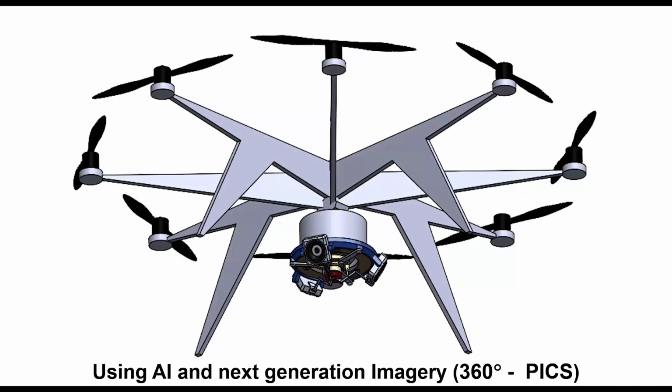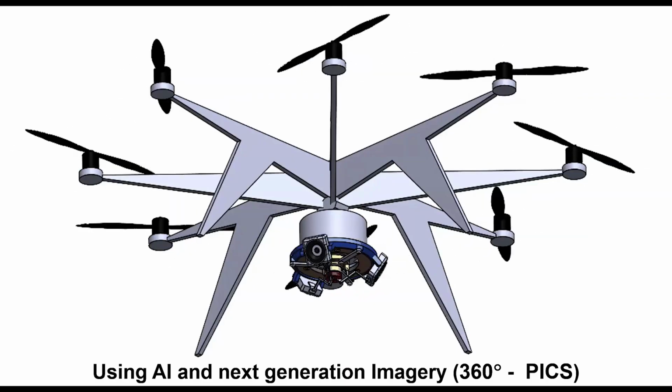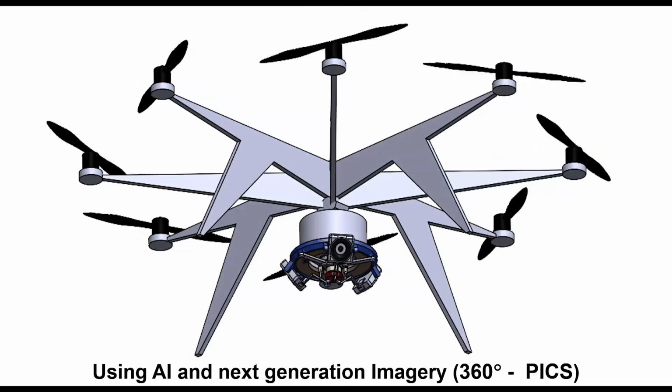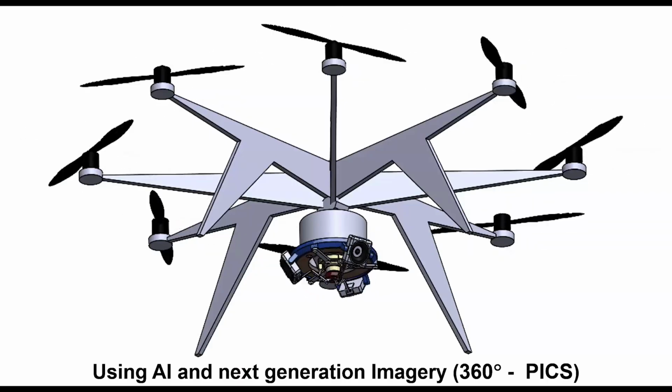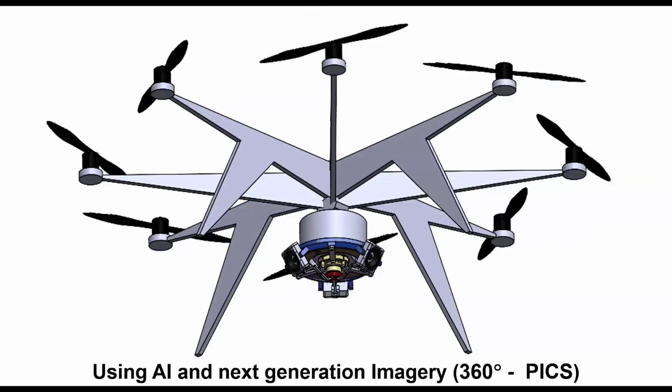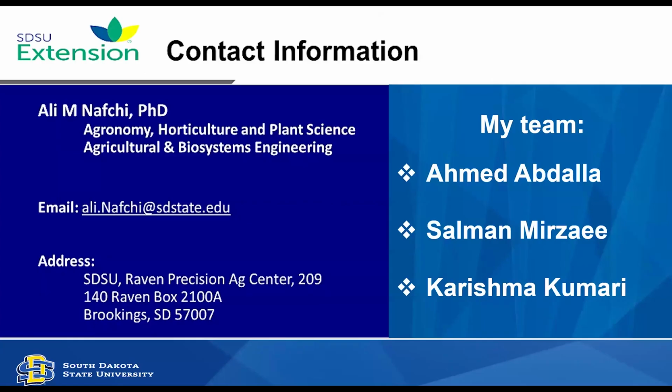And so we developed here at SDSU the next generation of imagery. We call it 360 pics, a plant image capturing system, that would collect many more images than only the top view. So we will have all around and different angles to see deeper inside the canopy. With that, because I am short on time, thank you very much again. And if you have any questions, I will answer your questions.